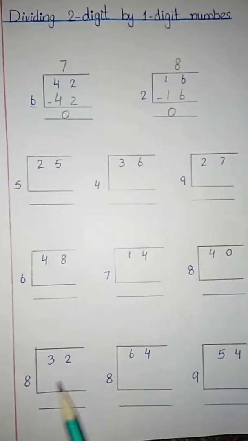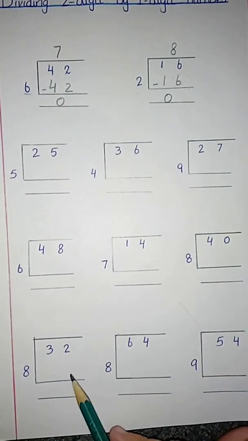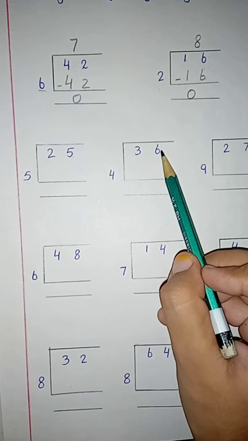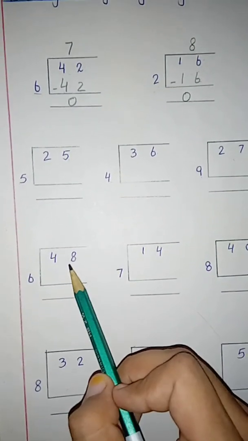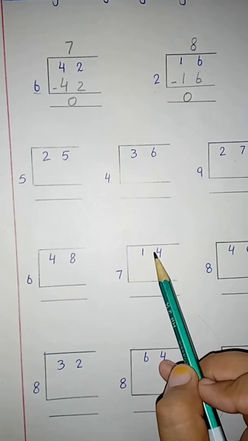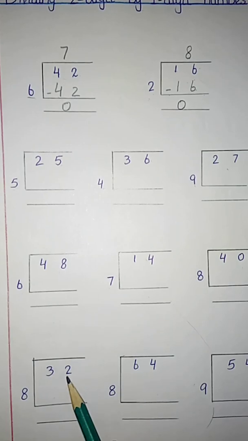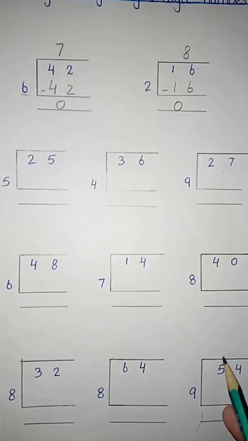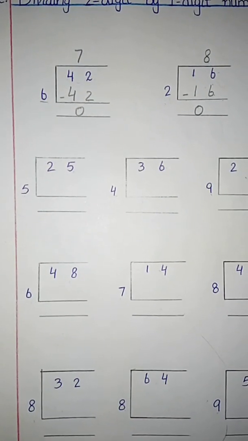Okay students, now you will solve these remaining parts in your notebook. Our next questions are 25 divided by 5, 36 divided by 4, 27 divided by 9, 48 divided by 6, 14 divided by 7, 40 divided by 8, 32 divided by 8, 64 divided by 8, 54 divided by 9. Okay students, solve these questions in your notebook.